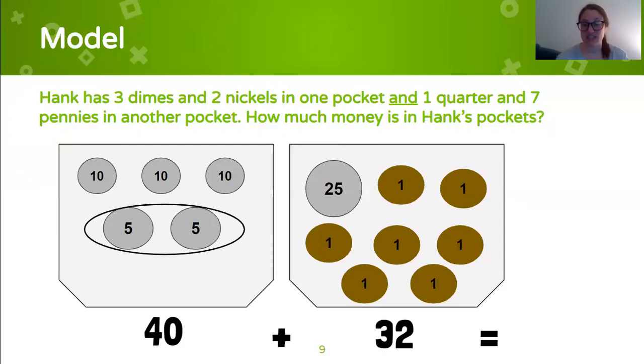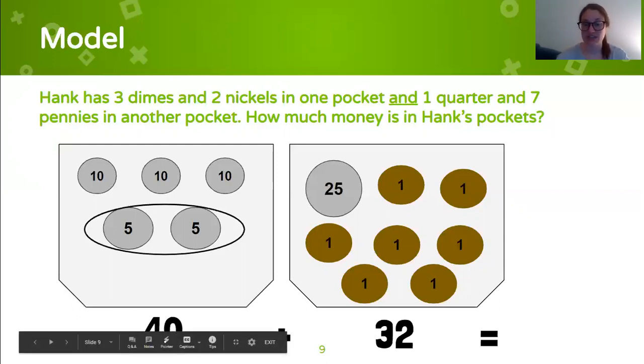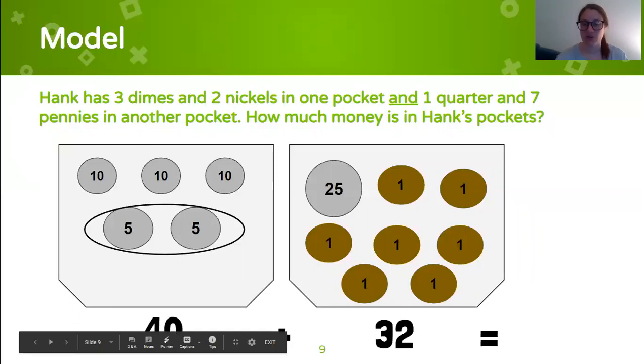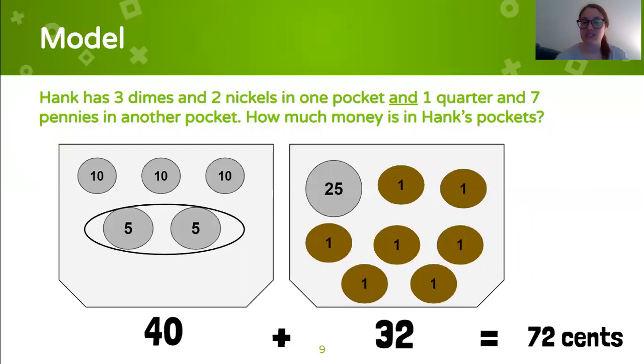That's easy because the only thing that you have to really look at is what's in the tens, what's in the ones. So one of the ones is a 0, so that's going to stay the same as a 2, okay? And then 4 plus 3 is 7. So 72 cents in all.